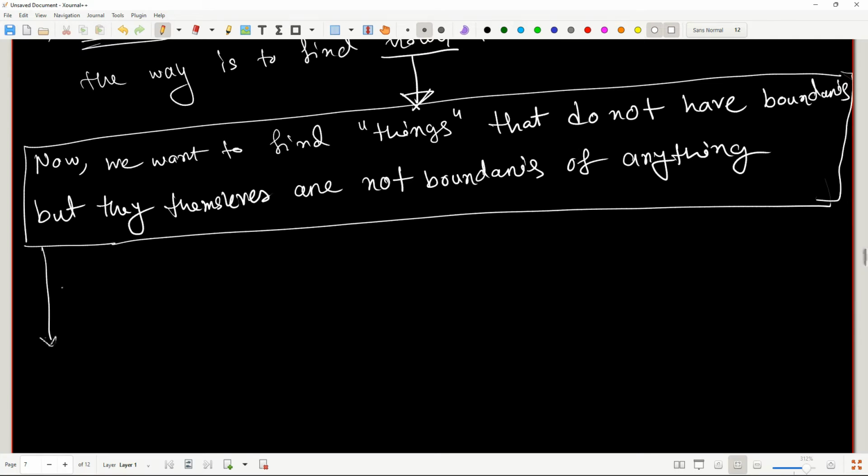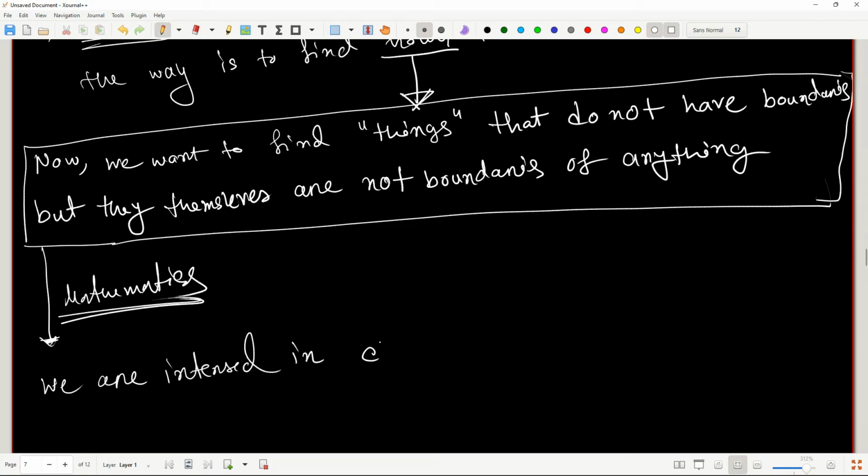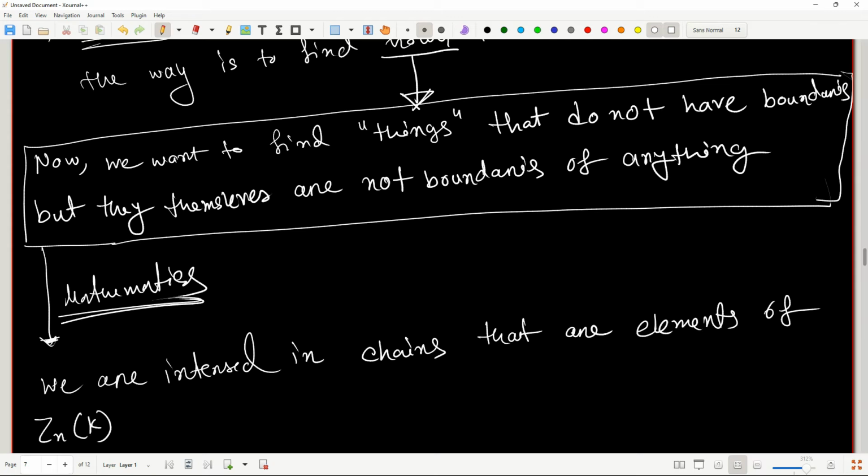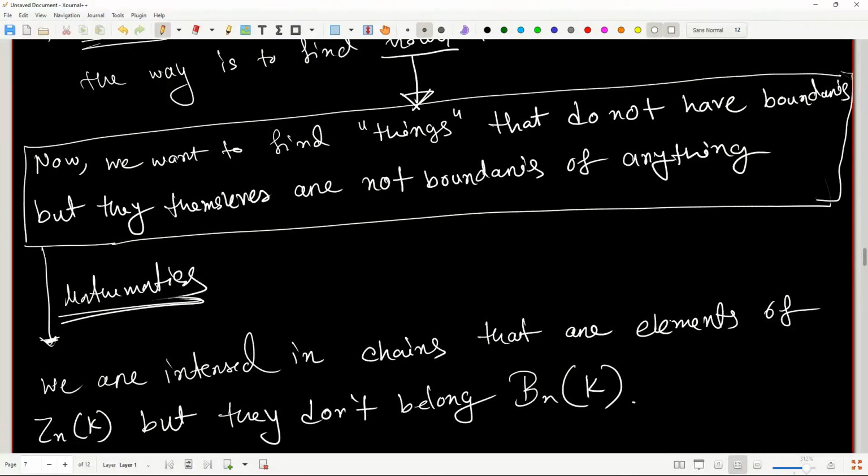So now if I translate this into the mathematics that we developed so far, this would mean that we are interested in chains that are elements of the cycles Z_n(K), but they don't belong to the boundary set. So this is what it means.